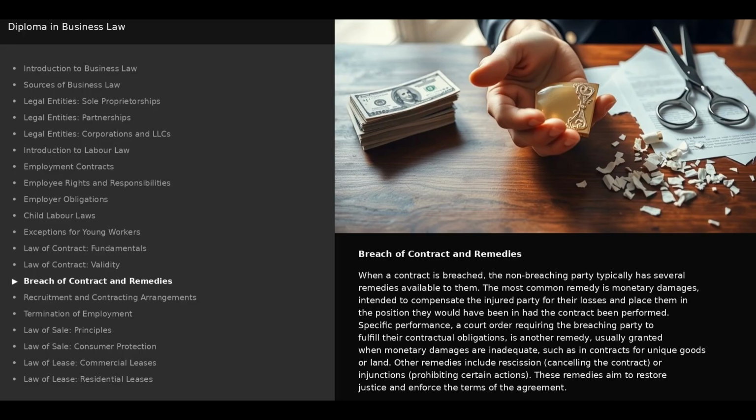Specific performance, a court order requiring the breaching party to fulfill their contractual obligations, is another remedy, usually granted when monetary damages are inadequate, such as in contracts for unique goods or land. Other remedies include rescission, cancelling the contract, or injunctions prohibiting certain actions. These remedies aim to restore justice and enforce the terms of the agreement.